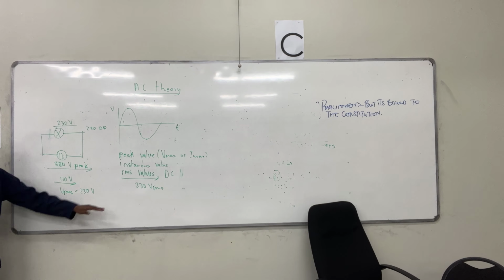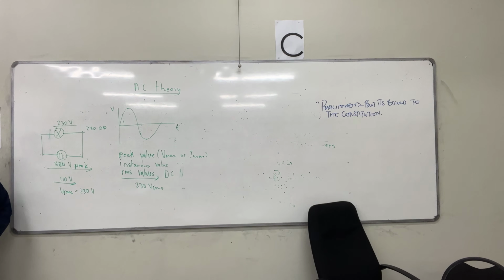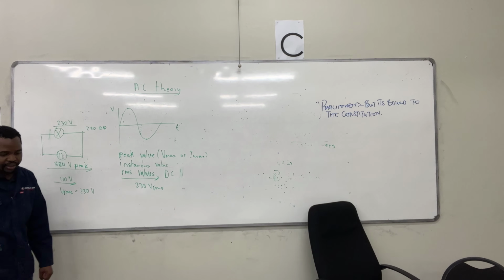It's a value that is comparable to DC. It is basically the effective value of this varying wave.